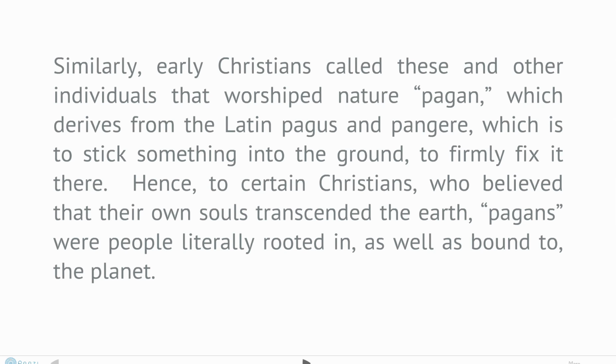Early Christians, and this would be during the period that we're seeing here, and it continues today, the use of the word pagan. Pagan derives from the Latin word pagus and pangere, which literally means to stick something into the ground, to firmly plant it there. So to those early Christians, even today, who believe that their souls are able to transcend the earth, pagans are people literally rooted into the ground, stuck in the ground, can't move from the ground.